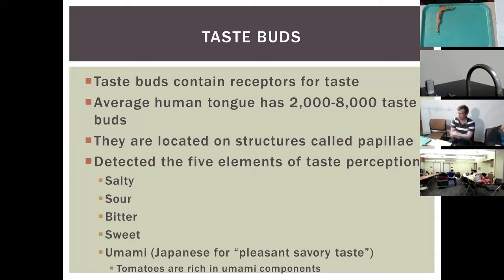There are 5 elements of taste perception. There's salty, sour, bitter, sweet, and then one that I hadn't heard of called umami, and this is Japanese for pleasant, savory taste. And I've read that tomatoes are rich in this umami component. So if you think of a tomato not really being salty, sour, bitter, or sweet, but it's kind of its own thing, kind of associate tomatoes with umami as that kind of element. But it's not one we talk about a lot.